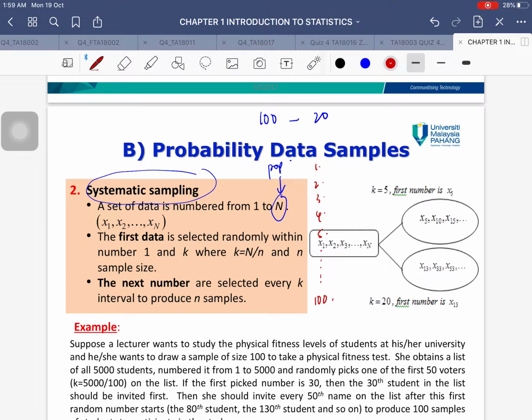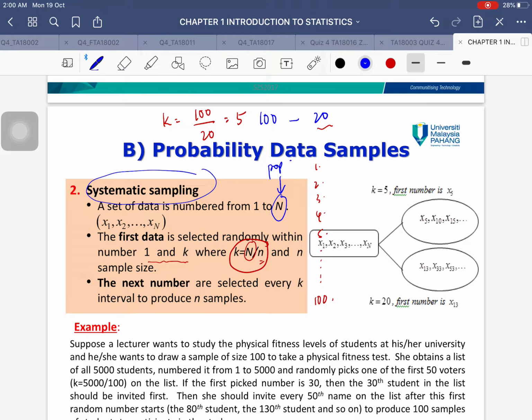After I have listed them all, I'm going to calculate the value of k. If you look at the notation, k is going to equal capital N, the number of population, which in my case is 100, over small n, the number of sample, which in this case is 20. So 100 divided by 20 is 5. Then the first data point is selected randomly between 1 and k, so from 1 to 5.